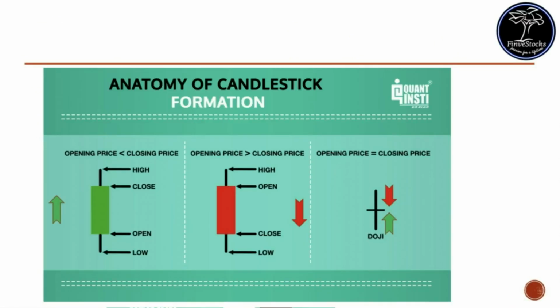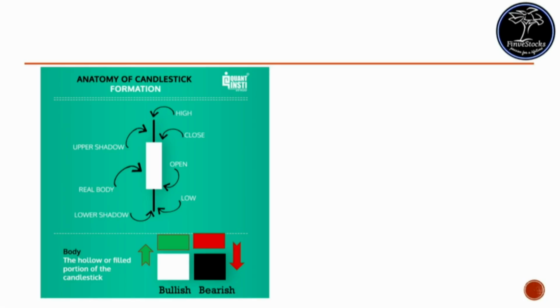Now let's see the anatomy of candlesticks. The anatomy of the candlestick has stayed almost similar throughout the ages. It consists of open, close, high and low. It is like a combination of a line chart and a bar chart. Each bar represents 4 important pieces of information for that particular time period.